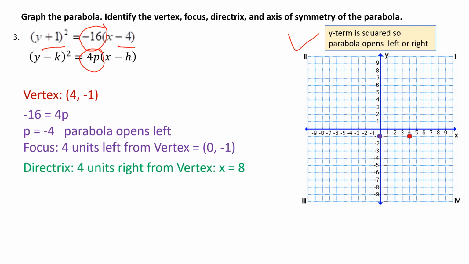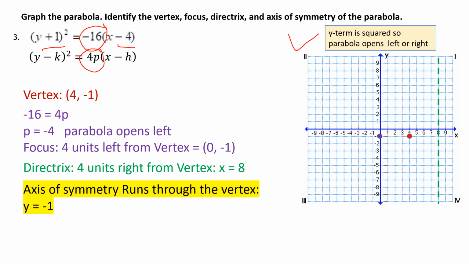Now, the directrix. Because the parabola opens to the left, the directrix is going to be vertical and it's outside the parabola. So you go from the vertex 4 units to the right and we place it at x equals 8. It's a straight line, so it has to have an equation. The axis of symmetry always goes through the vertex of the parabola, and in this equation the axis of symmetry is horizontal, and the equation of the axis of symmetry is y equals k.